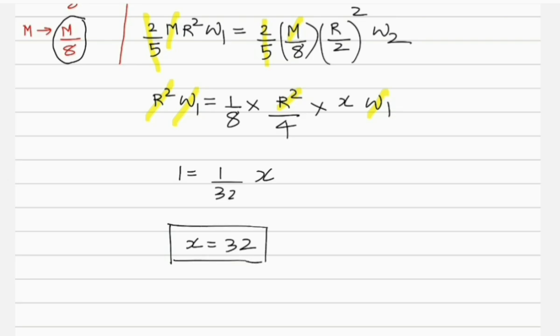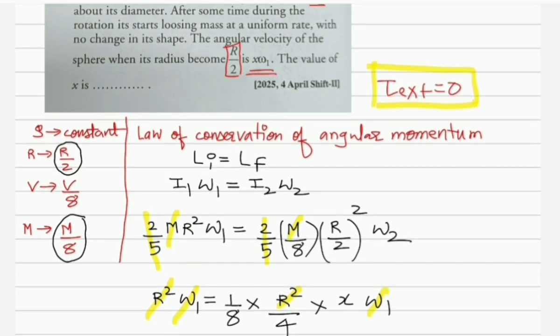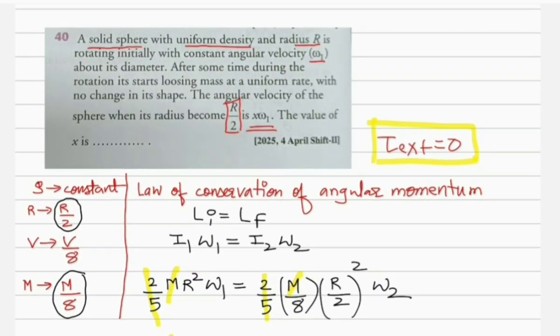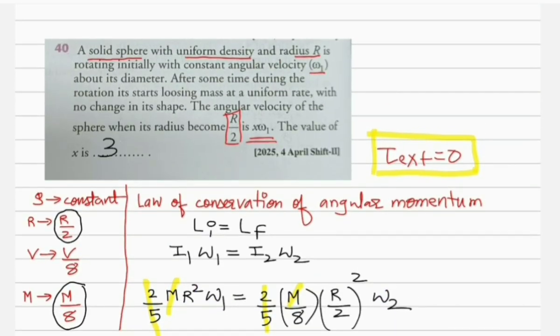So the blank contains x, right? X is how much? The required value of x is 32. So I can just substitute now. The value of x is 32. This is your answer.